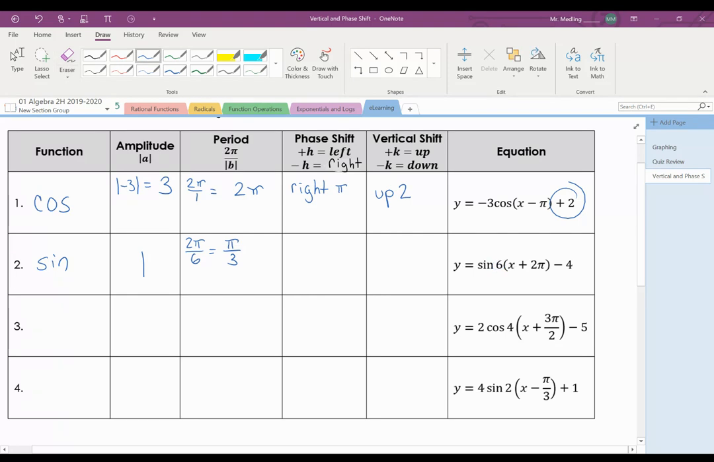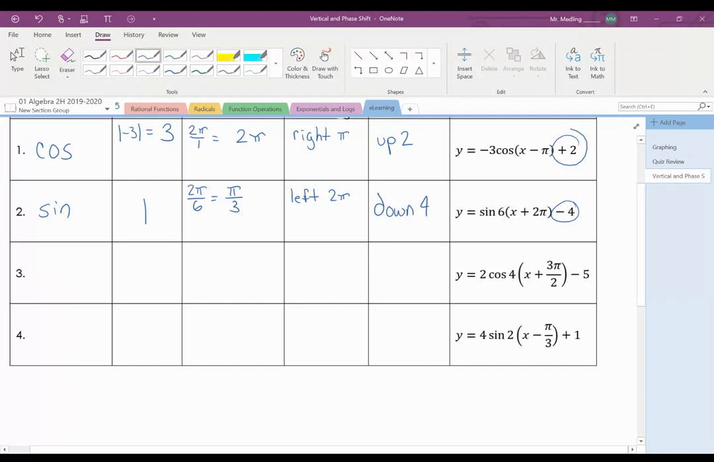All right, inside the parentheses, we're going to look for our phase shift. Are we going left? Are we going right? Plus 2 pi. Plus is to the left. So left, 2 pi units. And finally, our vertical shift. -4 indicates down. Down 4. All right. Try to do number 3 on your own. Pause the video, and when you come back, we'll check to see if you have this.